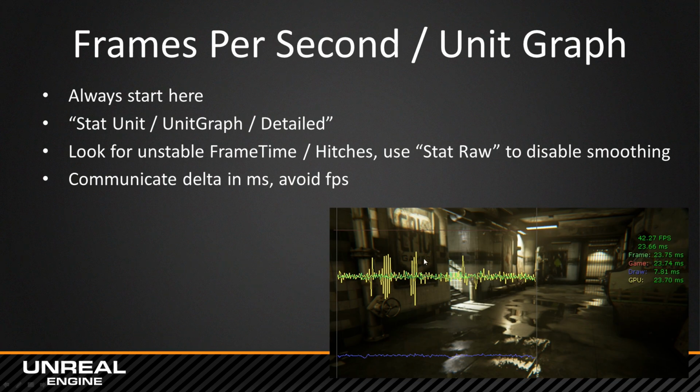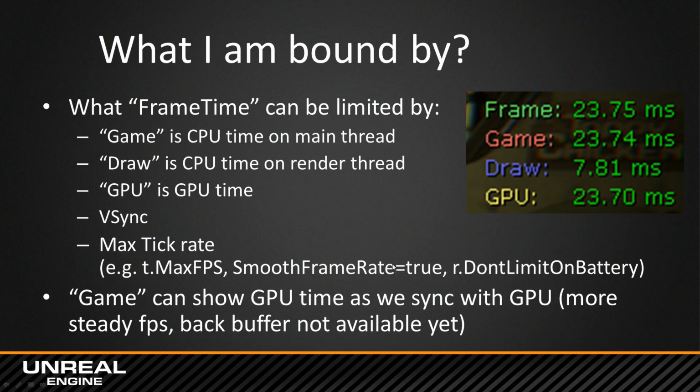And if you type in stat raw, you can disable the smoothing. That helps you to identify those spikes better. But sometimes it's better to have the smoothing so you see a cleaner line.